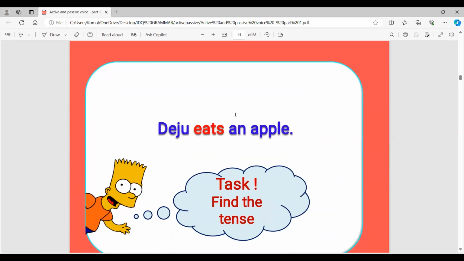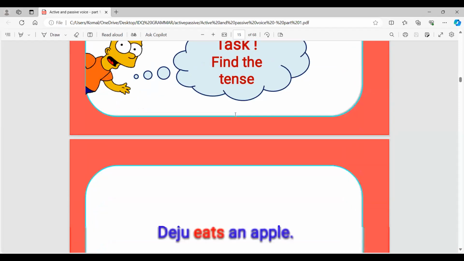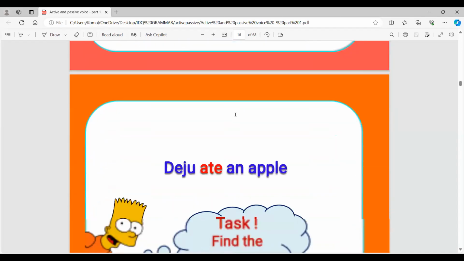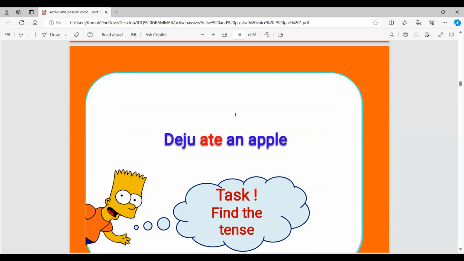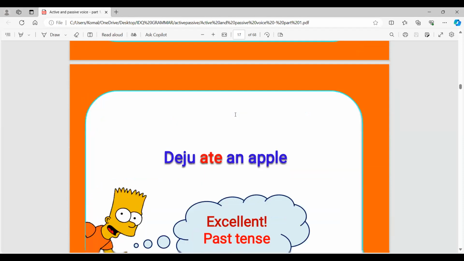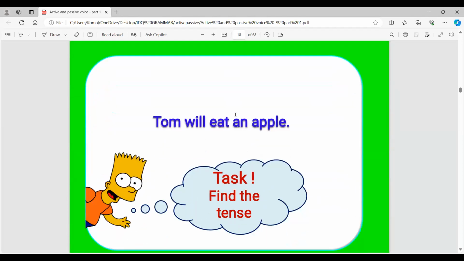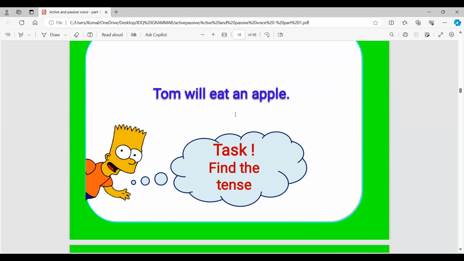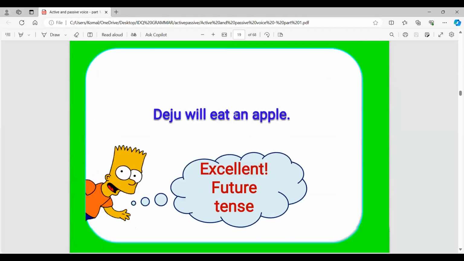Deepu eats an apple. What is the tense? Simple present. There are four types of present, and this is simple present. Okay. What is this tense? Simple past. Very good. What is this tense? Simple future.